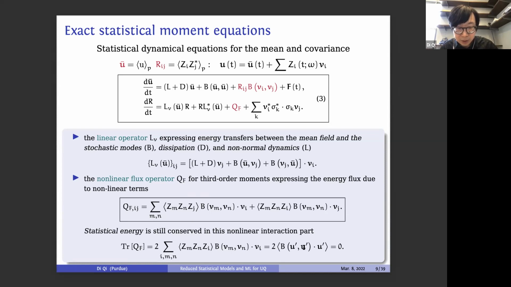And so this will be the central quantity of interest we need to approximate in the development of reduced order models. And here is just a side comment. The conservation law is preserved in this statistical formulation, and we will use this later.